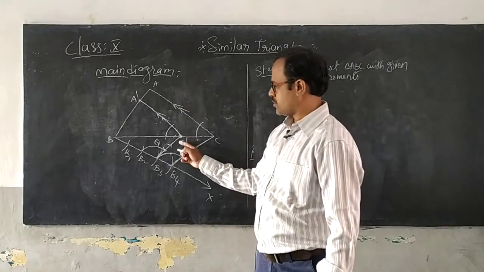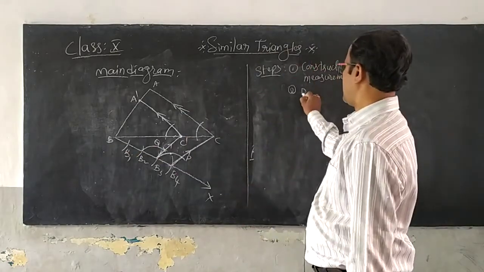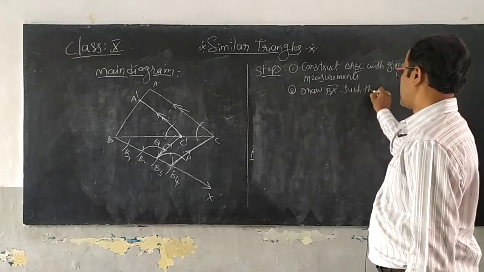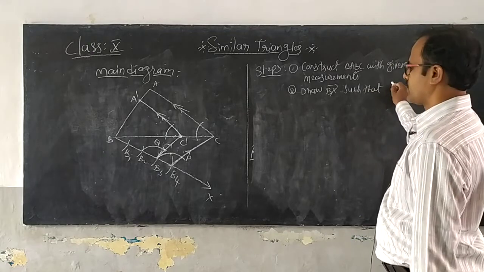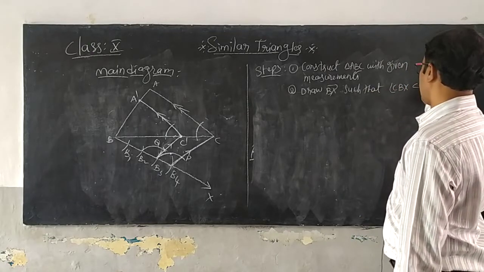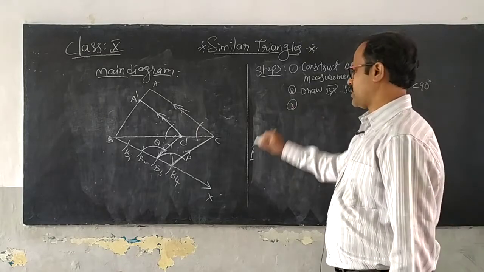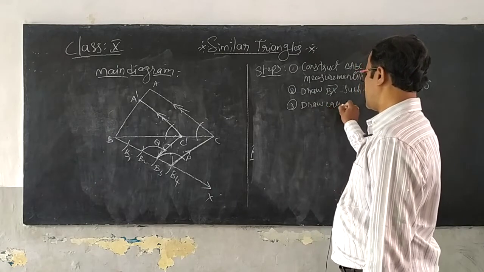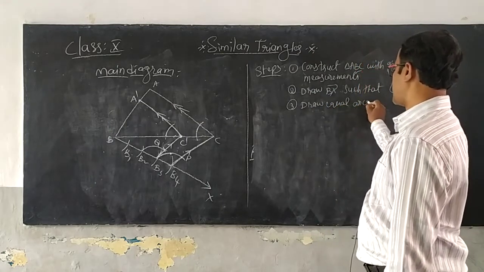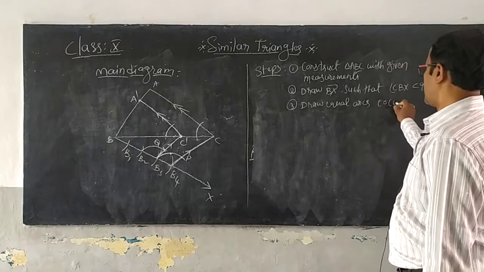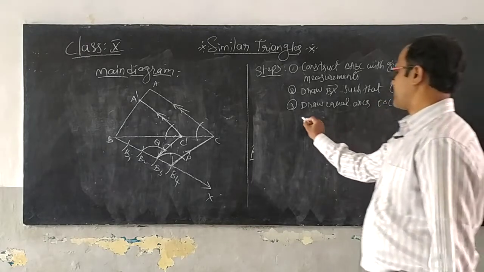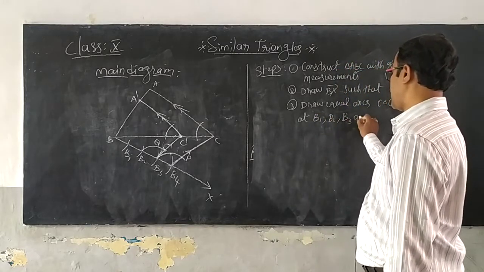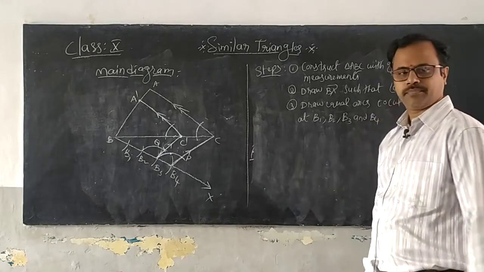Next step, we are going to draw the angle ray. Draw BX ray such that angle CBX less than 90 degrees. Taking the third one, draw equal arcs to cut BX ray at B1, B2, B3 and B4.